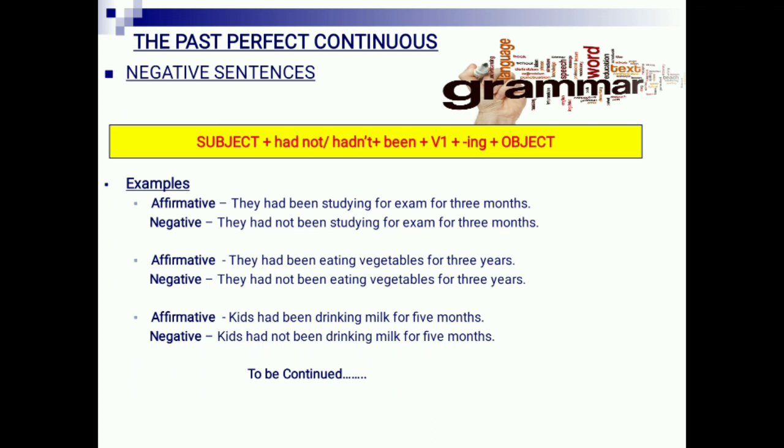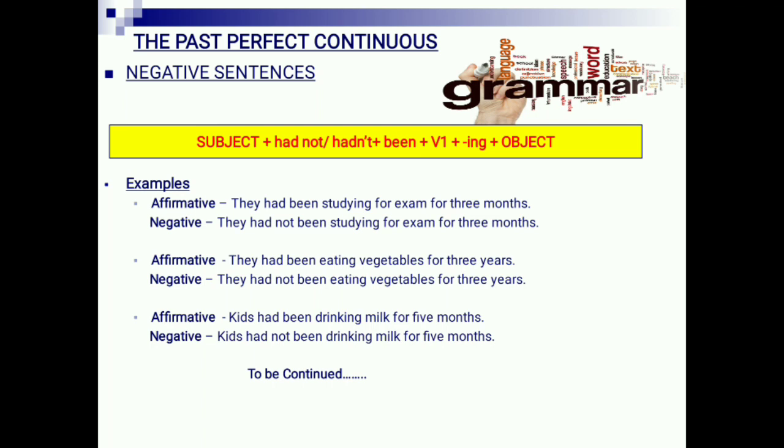Now let's move to negative sentences. Let's see its structure. Subject plus had not or hadn't plus been plus V1ing plus object. Only we have to add not between had and been. Getting? It is the same as an affirmative sentence, only we have to add not. But where to add not? Between had and been. Getting? See the examples. I have given here the translation. I have given here how we can transform an affirmative sentence into a negative sentence.